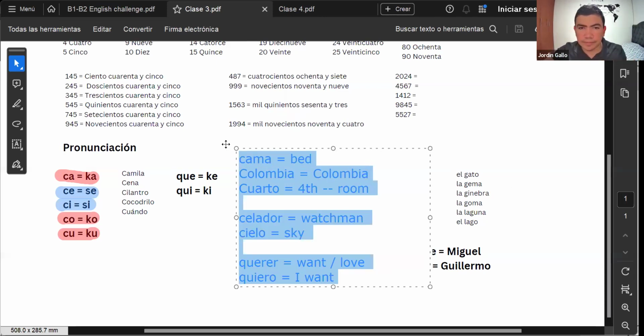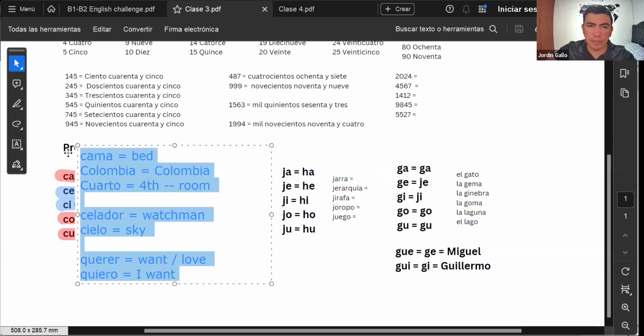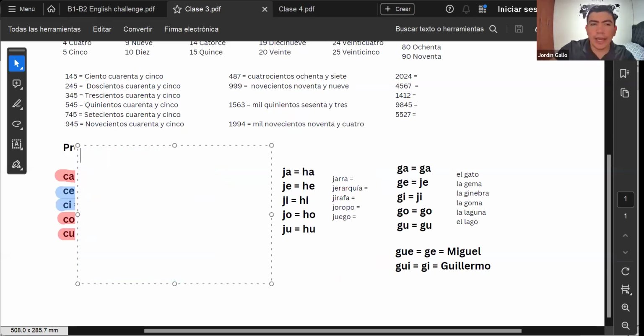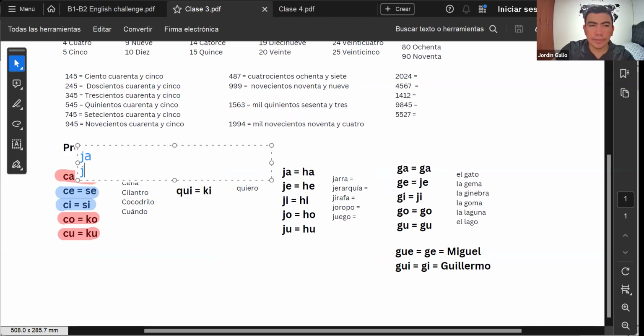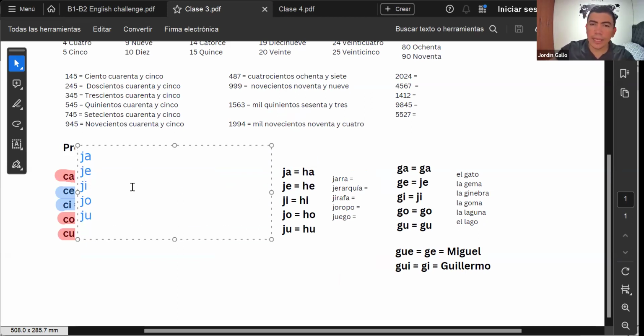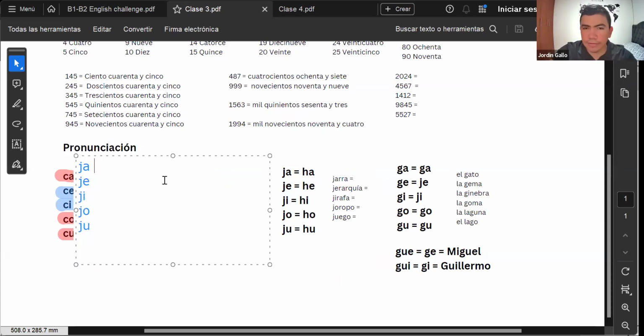So now, let's go to this part. Now we have the letter J with the different sounds that it has. So we have this that is super easy, and it's that with J, everything sounds like with H. We say ha, he, hi, ho, hu.